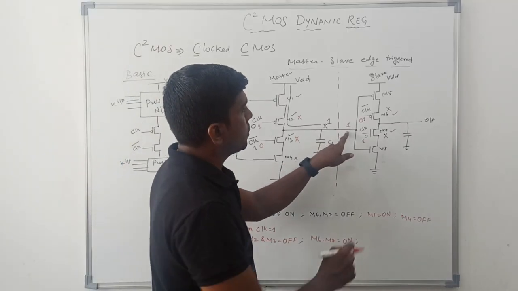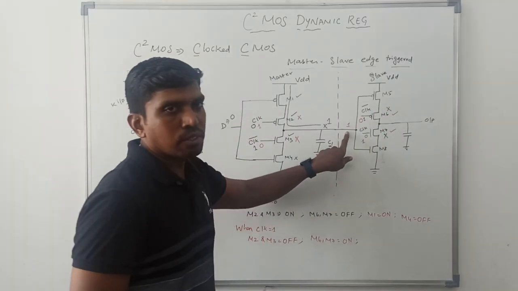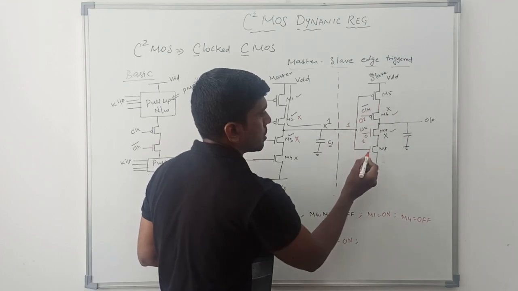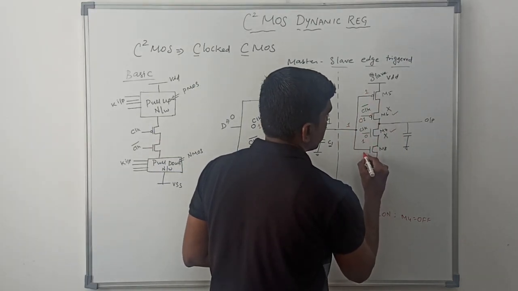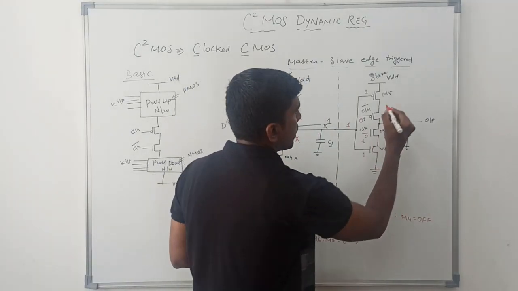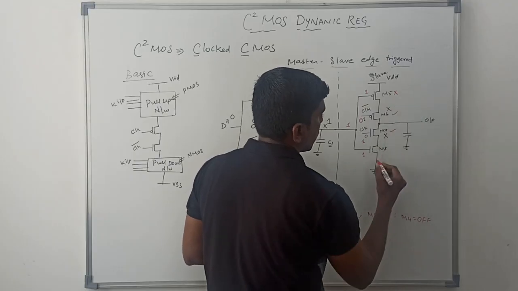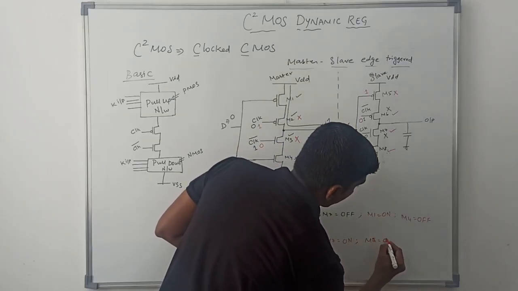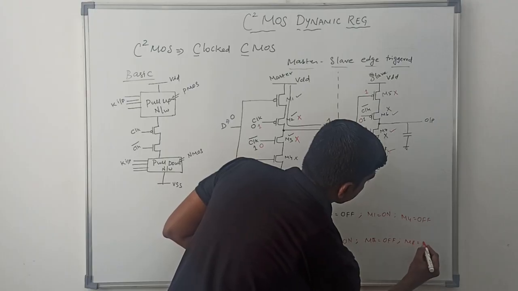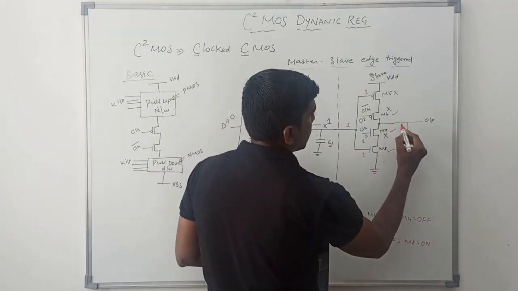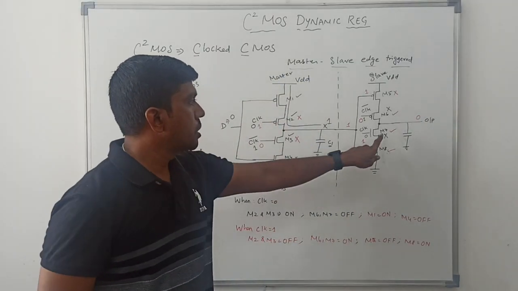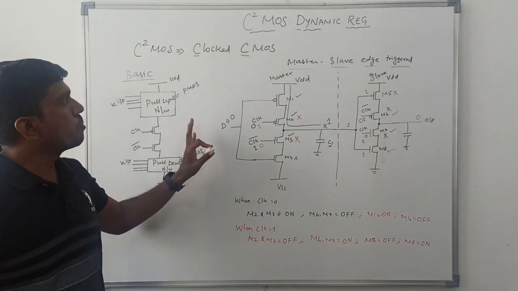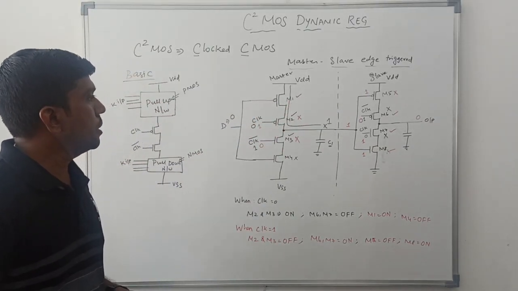So based on the input value, either M5 or M8, any one of the transistors turns on. Here the input value of this slave is 1. So this 1 is applied to the PMOS transistor and NMOS transistor. M5 input and M8 input are both 1. In this case M5, the PMOS transistor, turns off, and M8, the NMOS transistor, turns on. So the output is 0 because VDD is not directly connected to the output. So this is the simple structure of a master-slave edge-triggered C2MOS dynamic register.